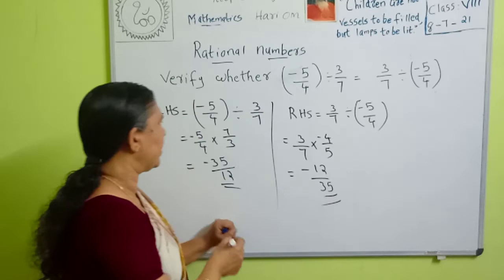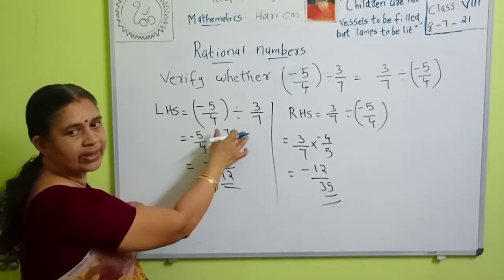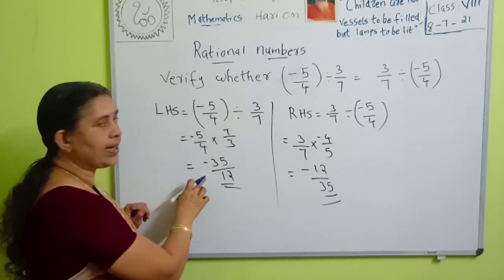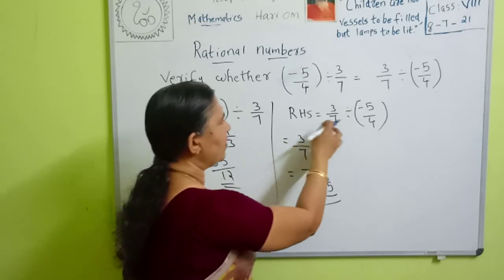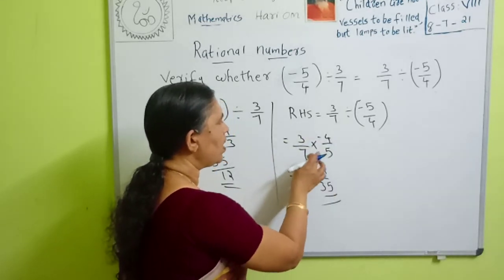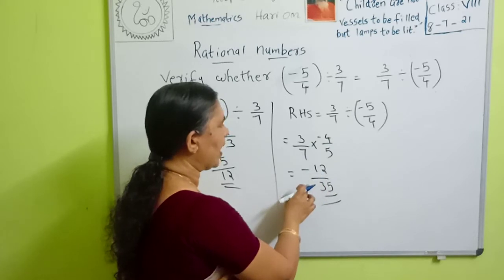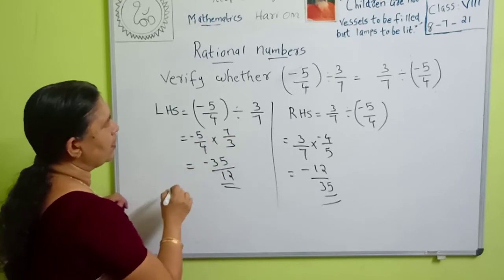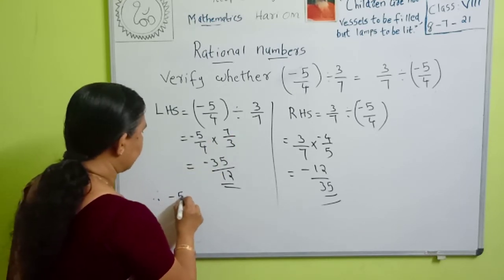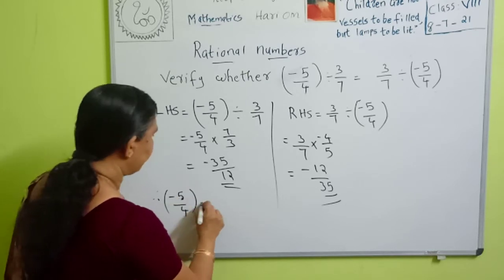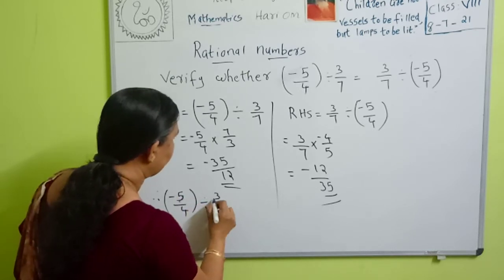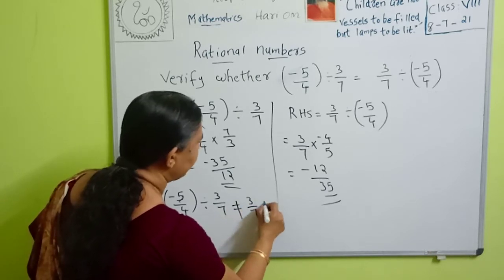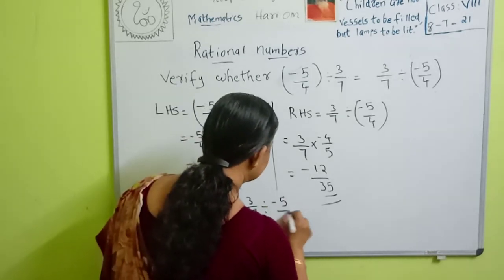Are they equal? Here the first answer: minus 5/4 divided by 3/7 is equal to minus 5/4 into the reciprocal of 3/7, that is equal to minus 35/12. Here 3/7 divided by minus 5/4 is equal to 3/7 into minus 4/5. That is equal to minus 12/35. Therefore, the statement is false. Therefore, what can we say? Minus 5/4 divided by 3/7 is not equal to 3/7 divided by minus 5/4.